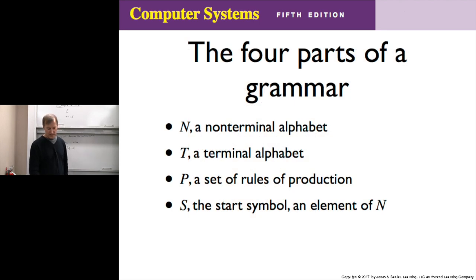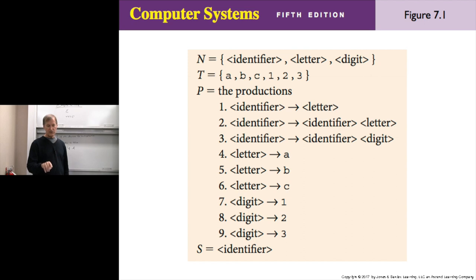And then what is the S here? S, the start symbol, is an element of what? N. So now which one was N? Identifier, letter. So do you see which one? So what is S? Identifier, which is one of the ones in N.